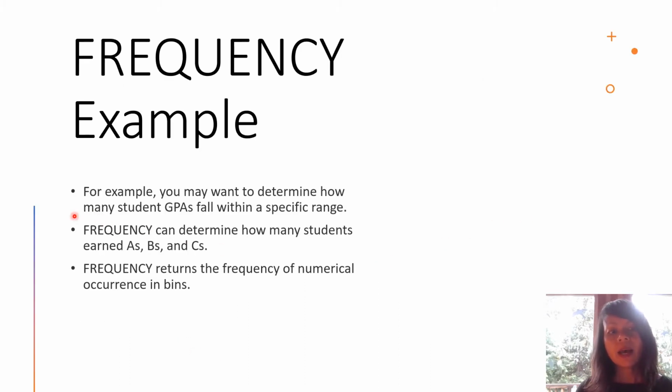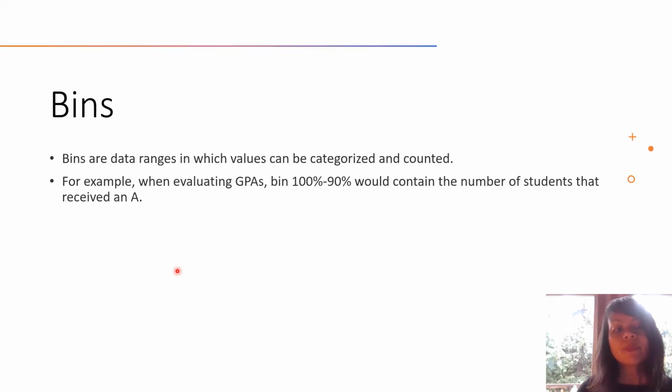For example, you might want to determine how many students' GPAs fall within a specific range. So the frequency can determine how many students earned A's, B's, and C's. And it returns the frequency of the numerical occurrence in bins. So you have an A bin, B bin, and a C bin, and how many in each of these bins. Okay, so bins are data ranges in which values can be categorized and counted. So for example, when evaluating GPAs, bin 100 to 90 would contain the number of students that received an A.